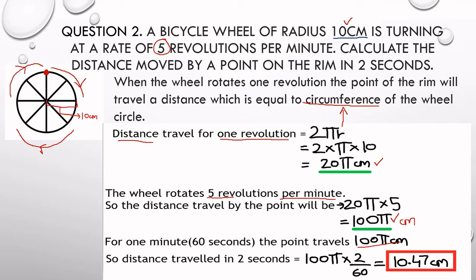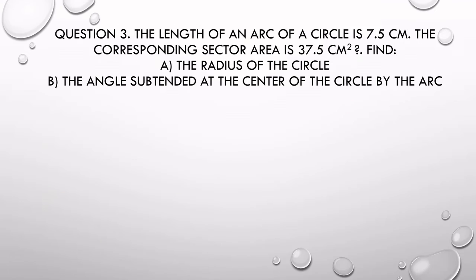So we want the distance in just 2 seconds. 2 seconds is nothing but 2 upon 60, as 60 seconds is a minute. So I did 2 upon 60 into 100 pi, and I get 10.47. The final answer is this. So this is how you solve this question. Understand it once again or repeat the video. So let's move on to the last question for the day. The length of an arc of a circle is 7.5 cm.